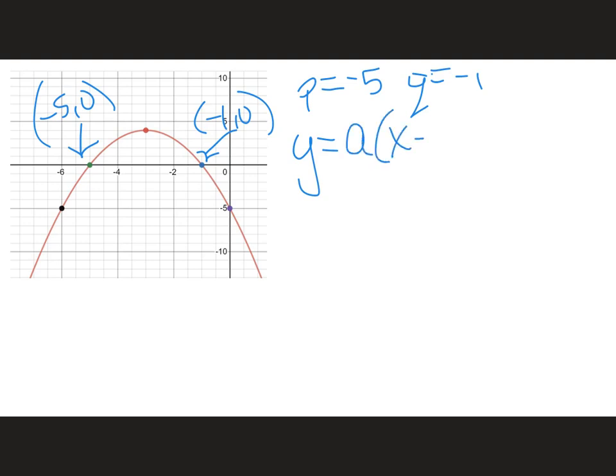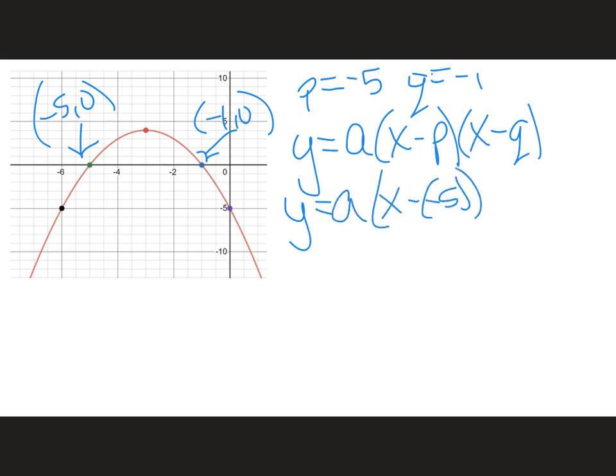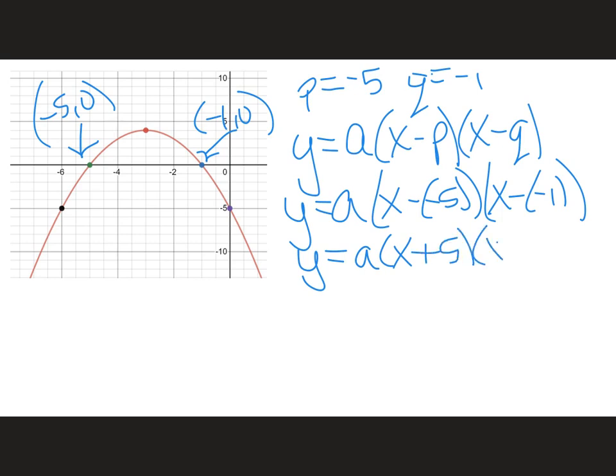So y equals a times x minus p times x minus q. And then I will put in the values that I know. So x minus negative 5, x minus negative 1. And then I'll just go ahead and simplify those. So that will be x plus 5, x plus 1. We wouldn't want to leave minus negative.